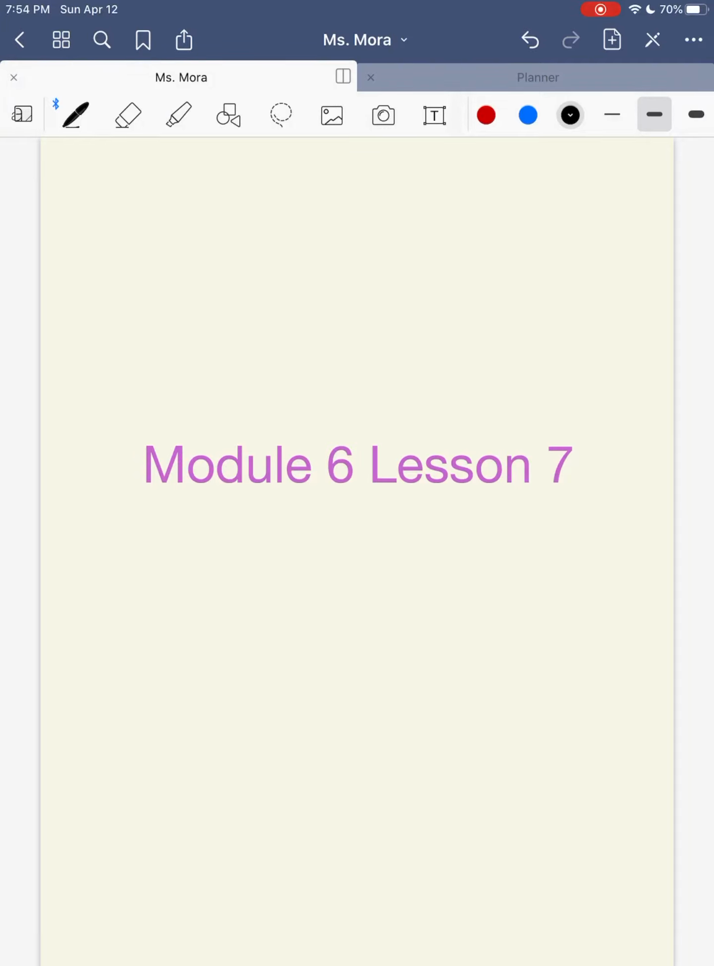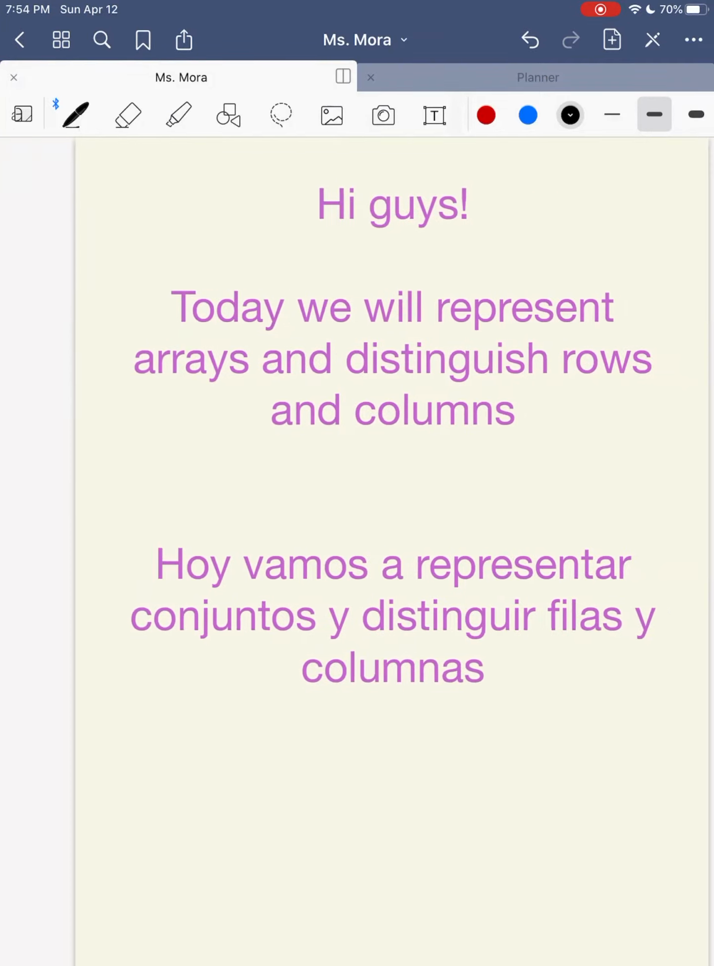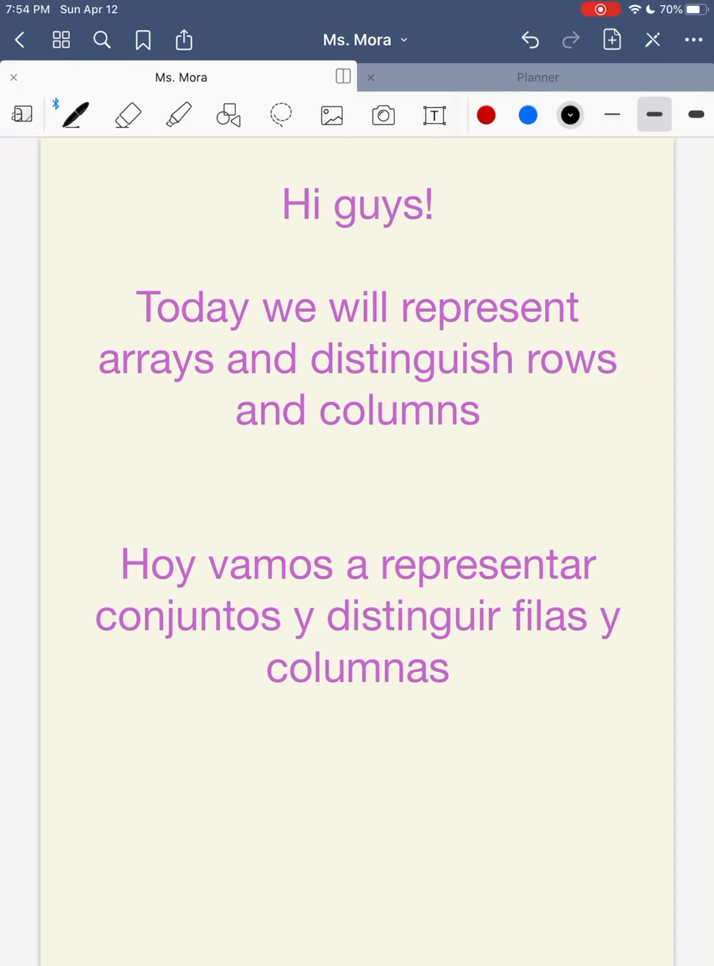Hi guys, this is Module 6, Lesson 7. Today we will represent arrays and distinguish rows and columns. Hoy vamos a representar conjuntos y distinguir filas y columnas.